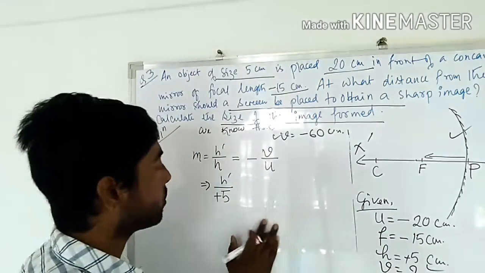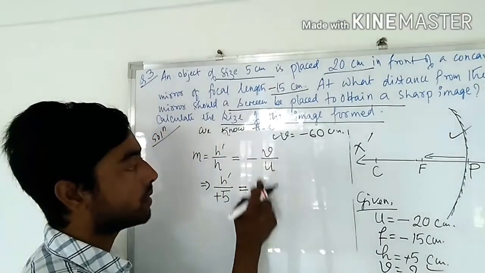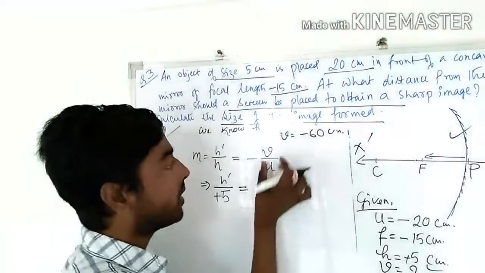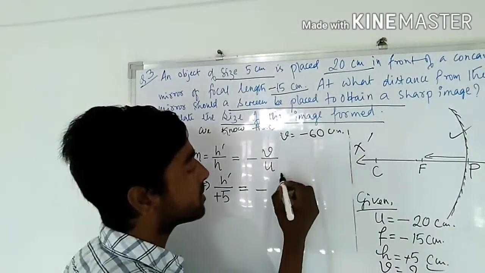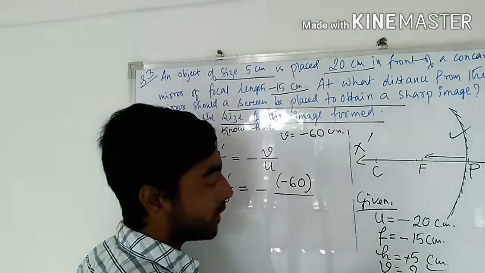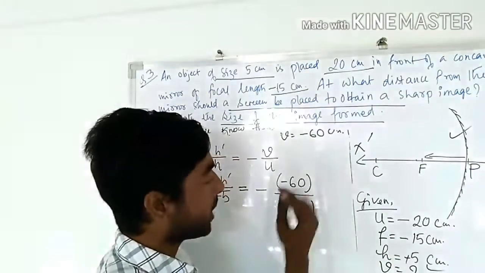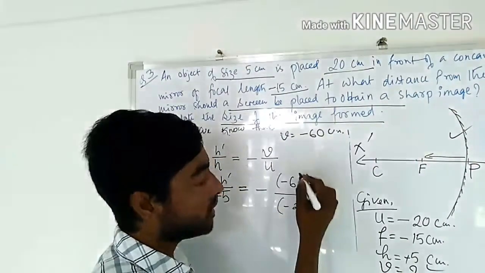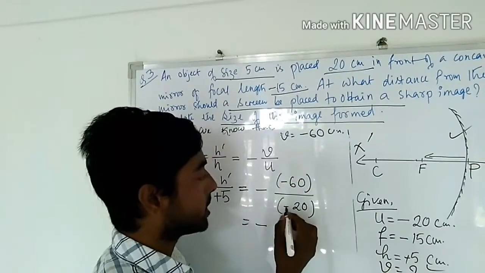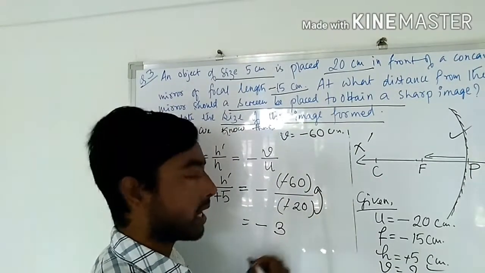Now you see, what you have to do is equal to minus. This minus is coming from the formula, minus V by U. This minus I am writing here. In place of V, I have to write another minus 60. Clear? Divided by U value, which is minus 20. Done? Minus minus I can cut. So 20 will cut this 60 by 3 times. So this minus will be there.